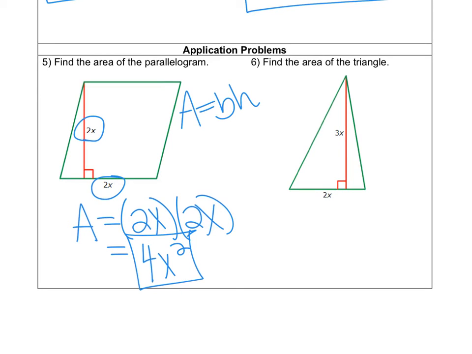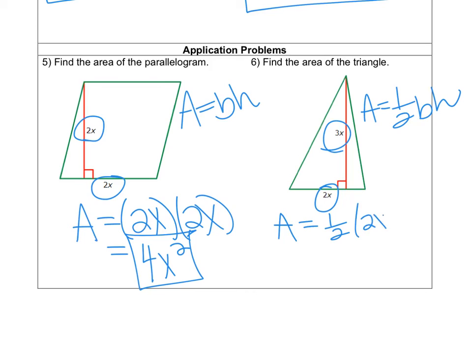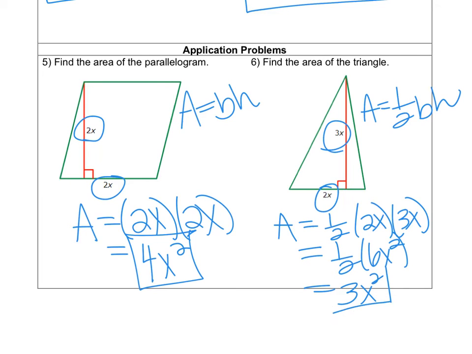Moving on to this triangle. The area of a triangle is 1/2 base times height. My base is 2x and my height is 3x. So I'm going to plug those into the formula: 1/2 times my base of 2x times the height of 3x. Let's multiply 2x times 3x first to get 6x squared. And then we're just going to take half of that coefficient. So half of 6 is 3, so we would get 3x squared.